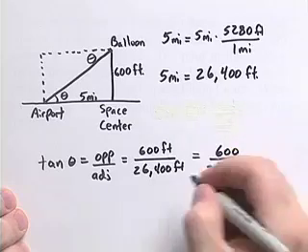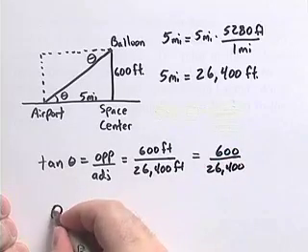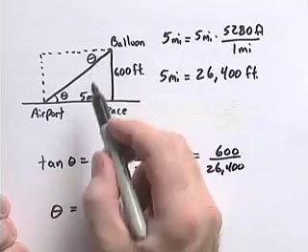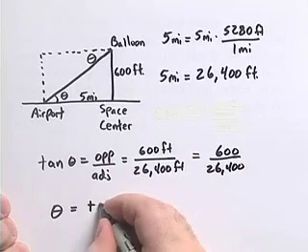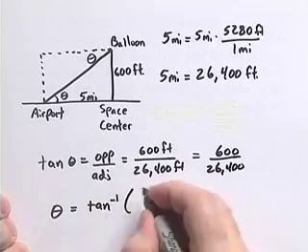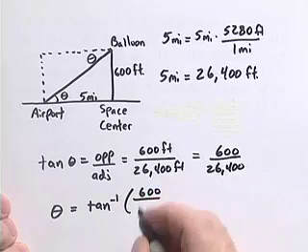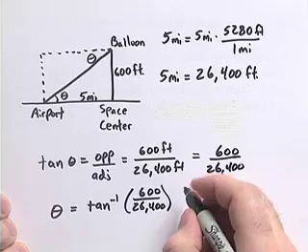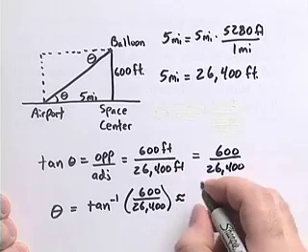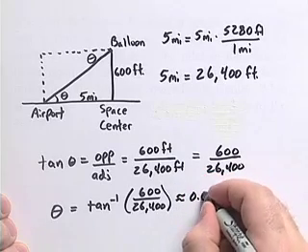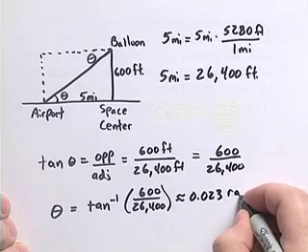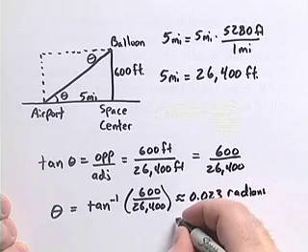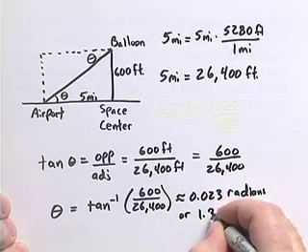We'll go ahead and cancel our feet. It means that theta, the angle of depression, is going to equal the tangent inverse of 600 over 26,400. If we put that in our calculator, we'll see that that's roughly 0.023 radians, or about 1.3 degrees.